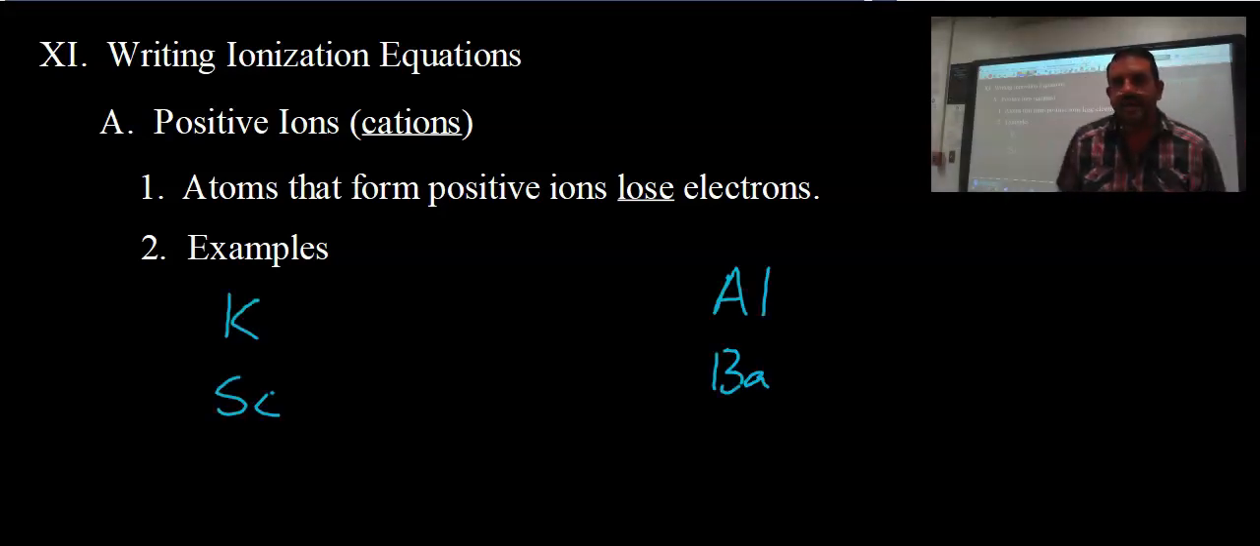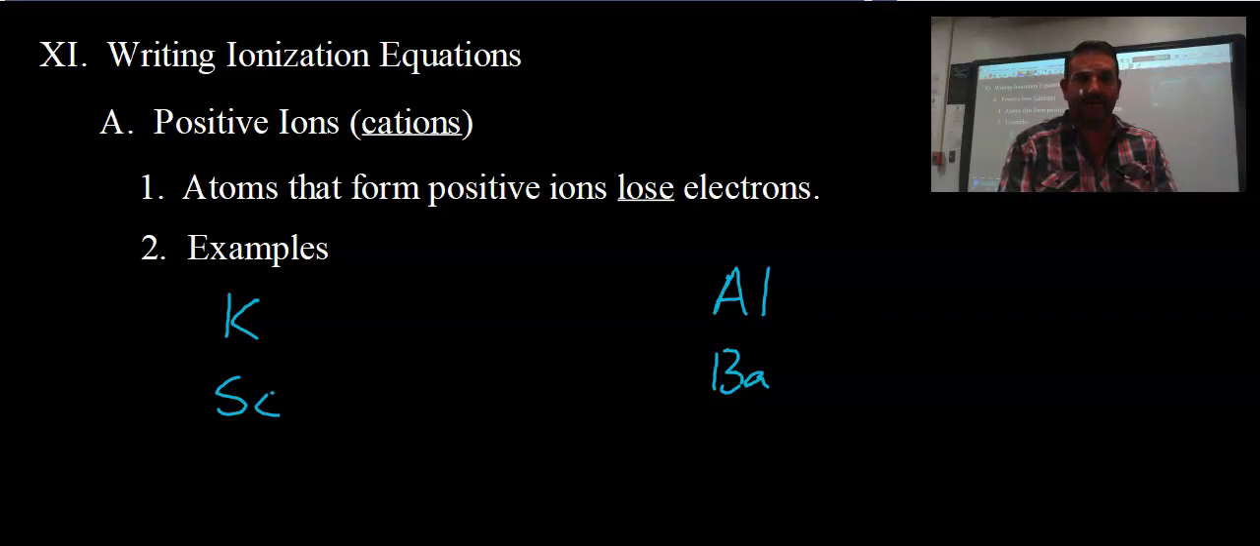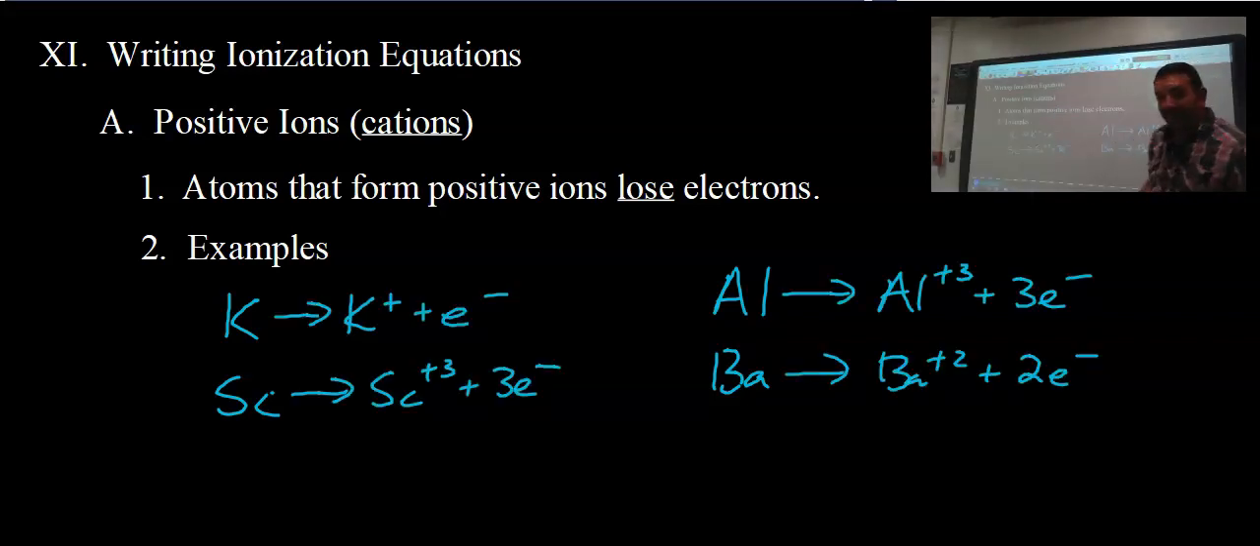So go ahead and write the ionization equations for potassium, scandium, aluminum, and barium. All of those elements are metals. They will all form cations. Go ahead and pause and do that now. Here's what I got. Did I get them all right? I sure hope so.